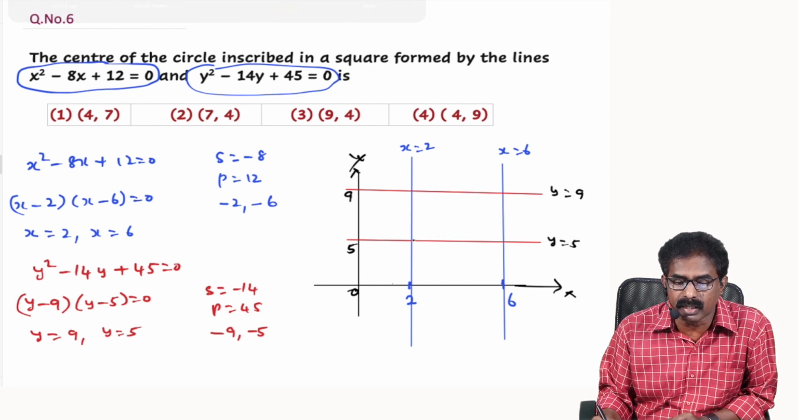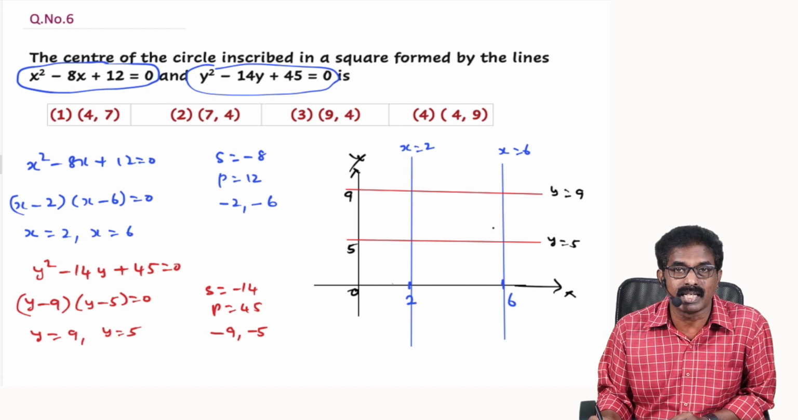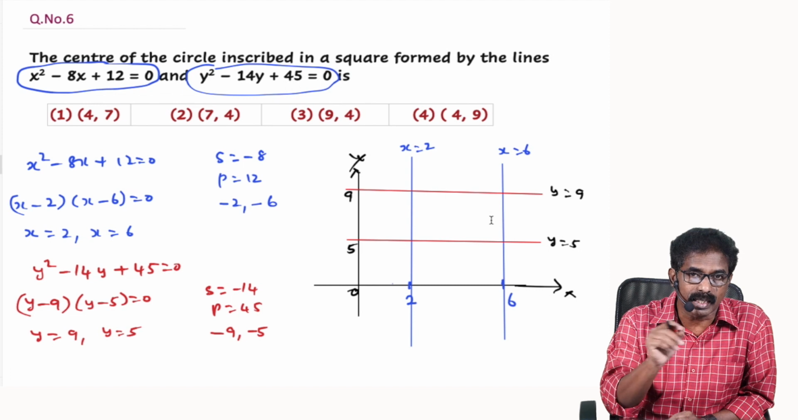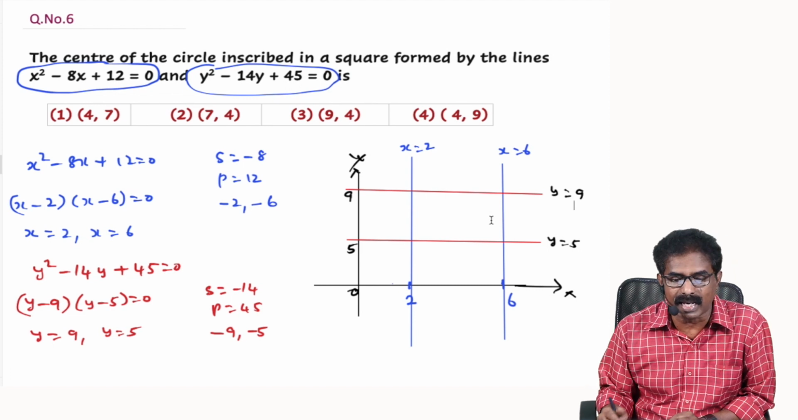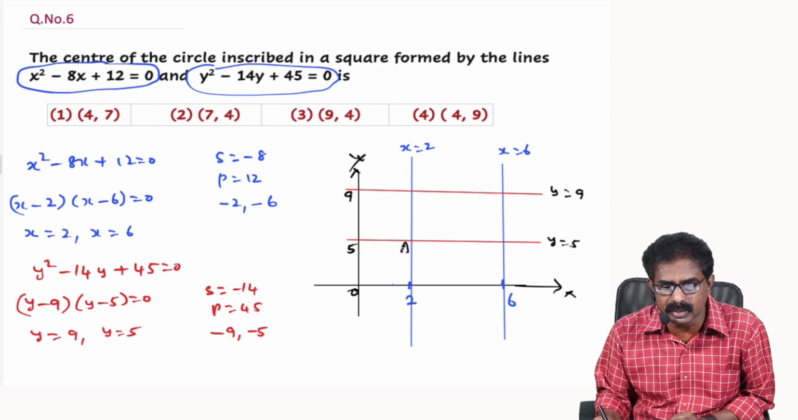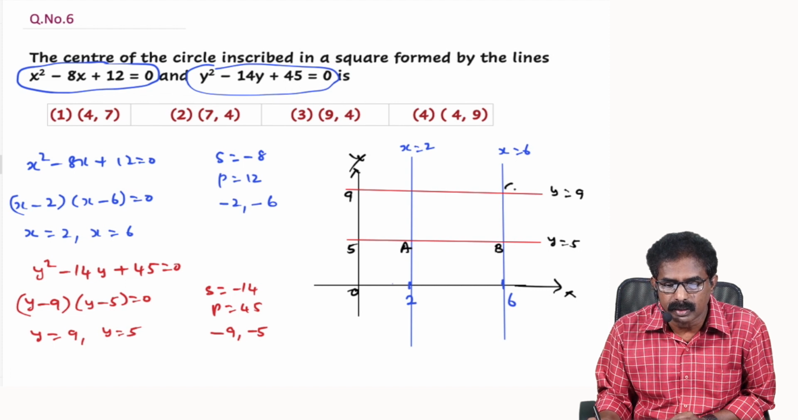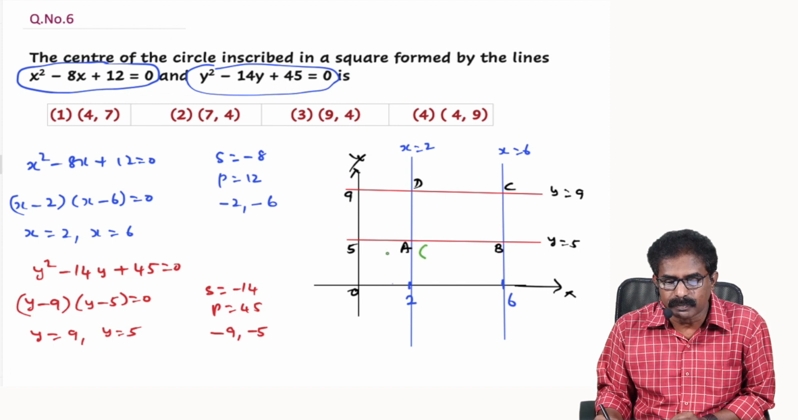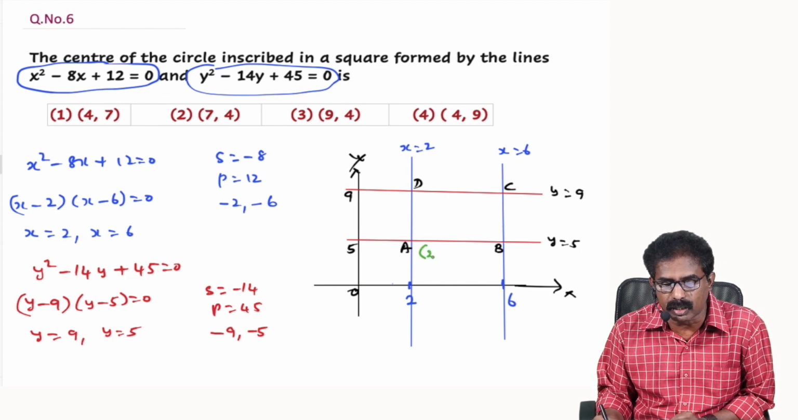Center means you can find the midpoint of the diagonals. It's a square. If you inscribe a circle in it, the center is exactly the midpoint of the diagonal. So say this is ABCD, a square. Coordinates of A: x value 2, y value 5, that is (2, 5). B is (6, 5). C is (6, 9). And D is (2, 9).